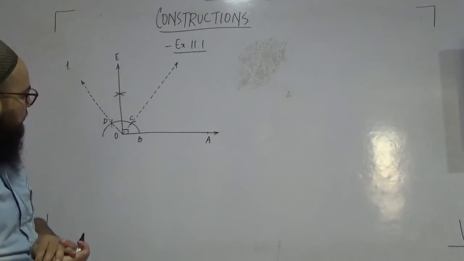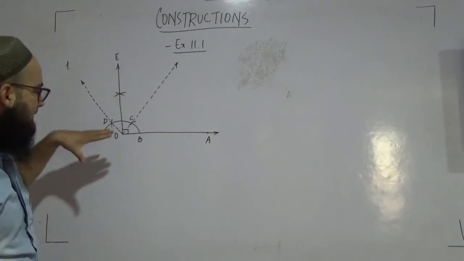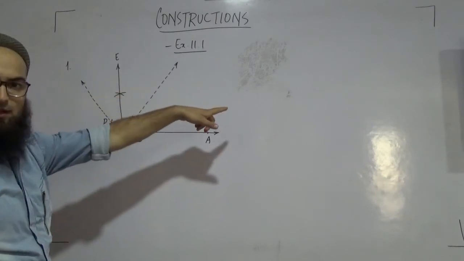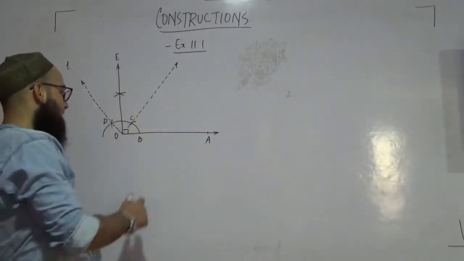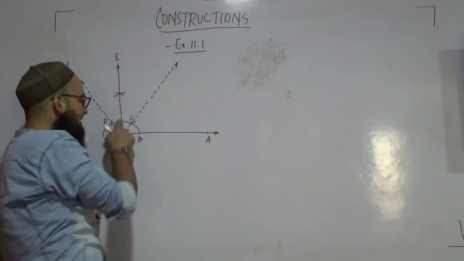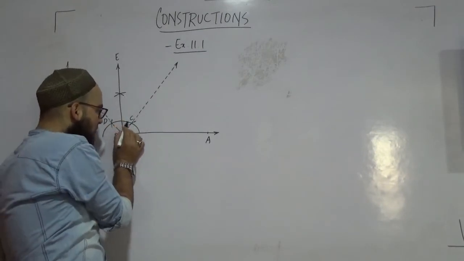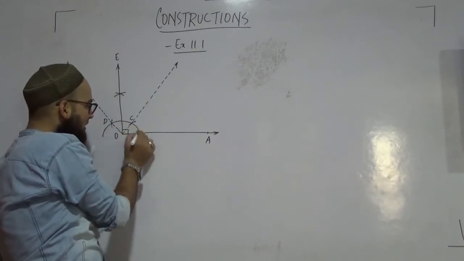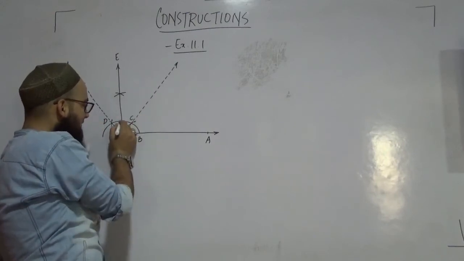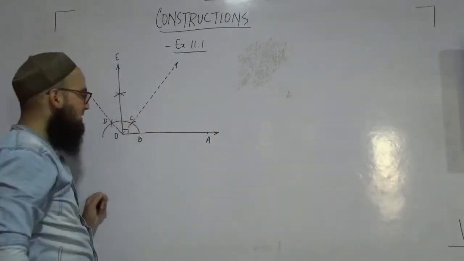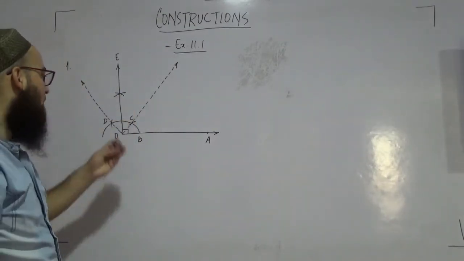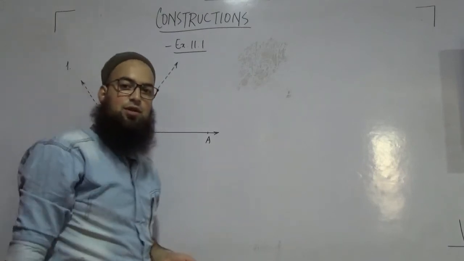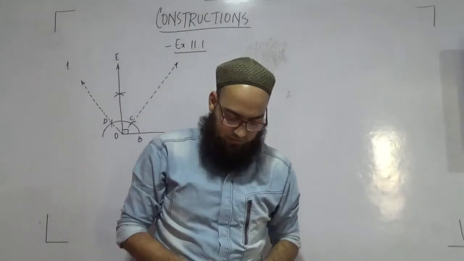Now if you are about to find the bisector of this 90 degree, you'll do the same thing that I just showed you first. You'll bisect this arc of 90 degrees with this as center, radius more than half of this arc. So with this as center here, that will give you the bisector of this angle AOE. So the bisector of 90 degrees is 45 degrees.